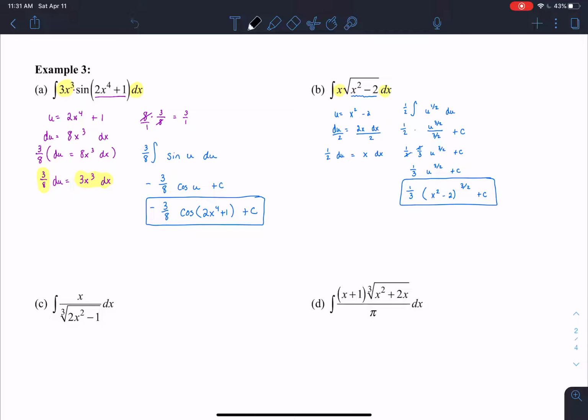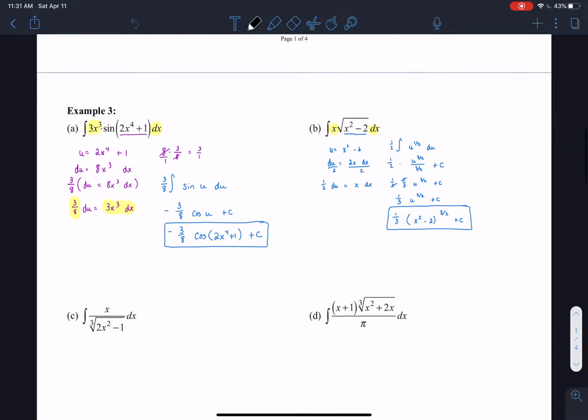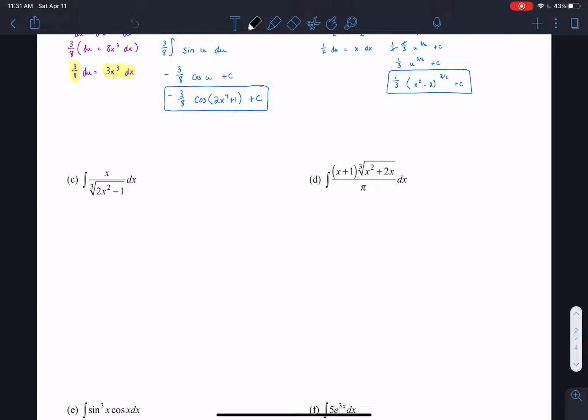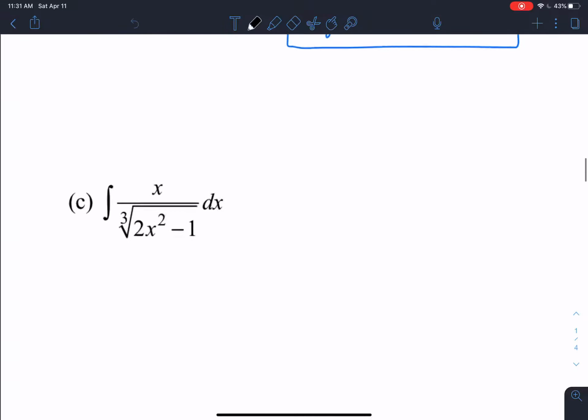I'm just gonna start working through, still on 4.4 here, U-Substitution. Just gonna do a couple different examples, some that are a little bit more challenging to do, but we're still gonna be doing the same process where we're looking for the U-term and then kind of working through the problem that way. So this is example 3 from the notes, and we're starting with letter C.